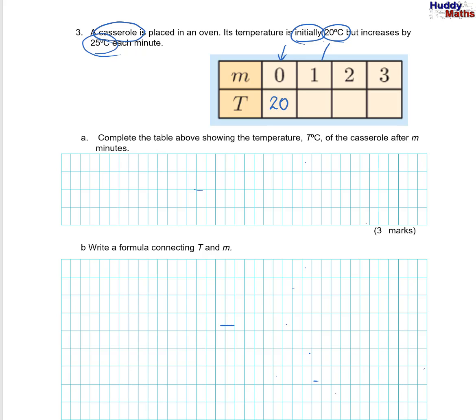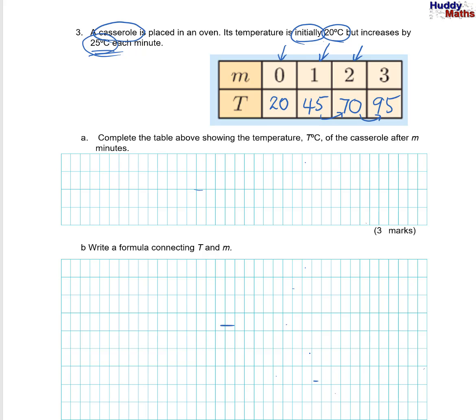Then 1 minute later it goes up by 25 degrees. So that will be 20 plus the increase of 25 is 45. Now another minute goes by, so it's going to go up by another 25 to 70. Isn't it? 45 plus 25 each time. And then the next minute's going to go up by another 25, so it'd be 95.